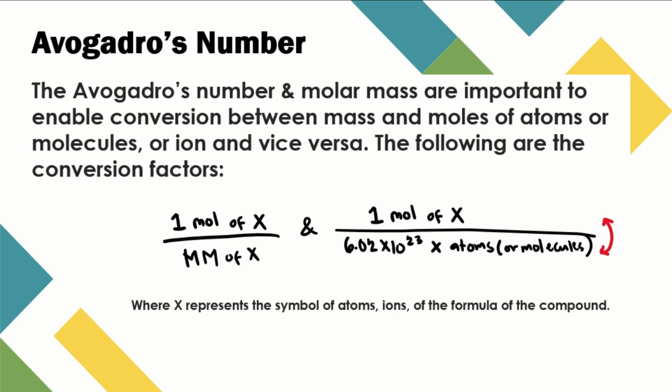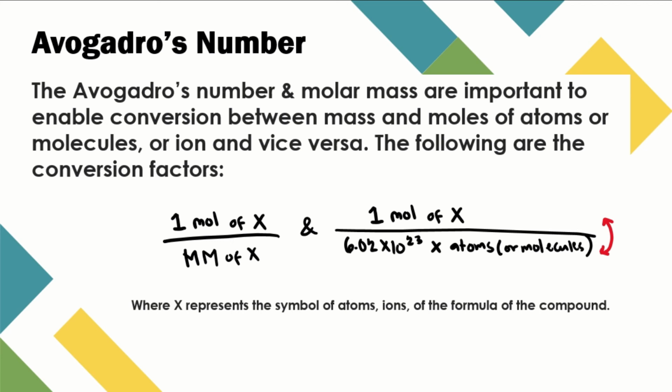So we have 1 mole of X per molar mass of X and 1 mole of X per 6.02 times 10 raised to 23 atoms or molecules. So X here now represents the symbol of atoms, ions, or the formula of the compound. So we saw earlier the application of the molar mass. How do we use molar mass in computing the mole and the mass? We used the molar mass as a conversion factor, like what we have seen a while ago.